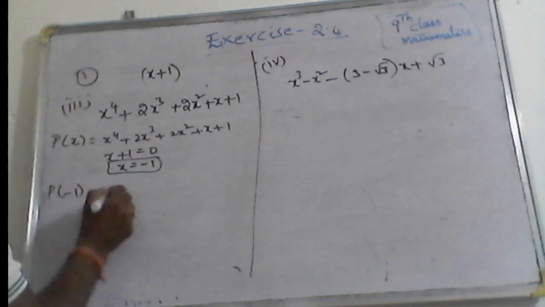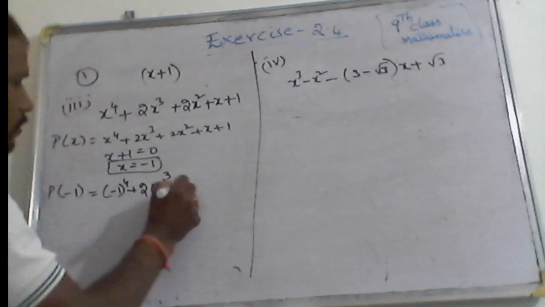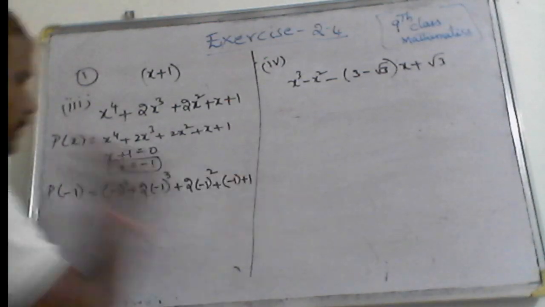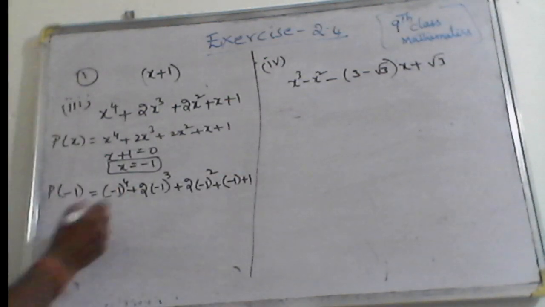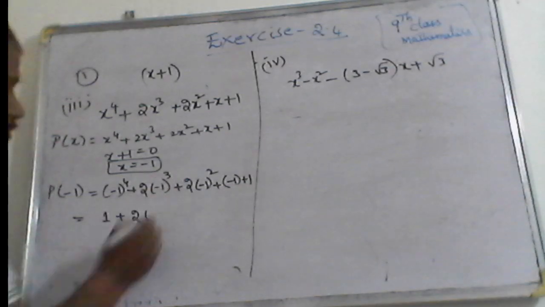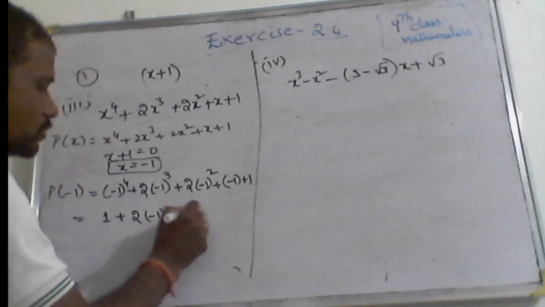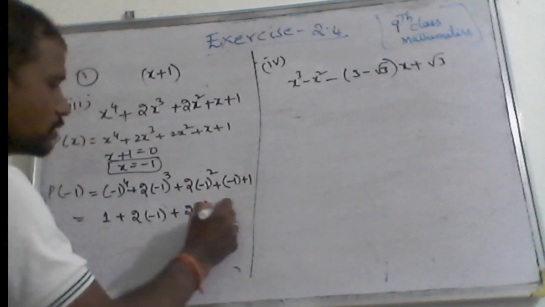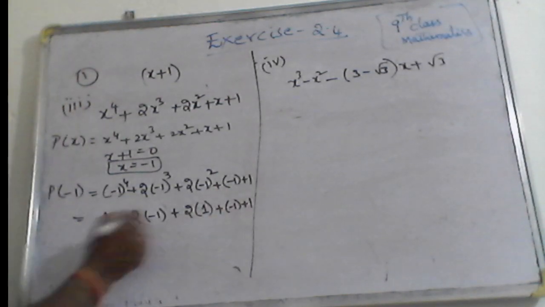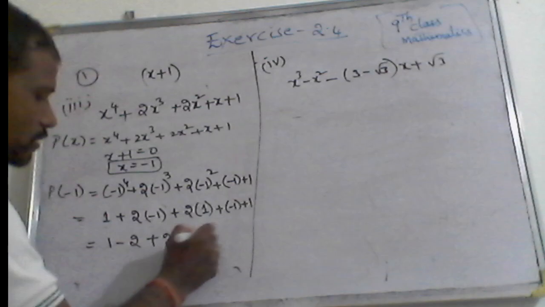P of minus 1 equal to minus 1 whole power 4 plus 2 into minus 1 whole cube plus 2 into minus 1 whole square plus of minus 1 plus 1. So minus 1 whole power 4 means here plus 1, plus 2 into minus 1 whole cube, minus 2, plus 2 into minus 1 whole square, plus 2, plus of minus 1 plus 1.